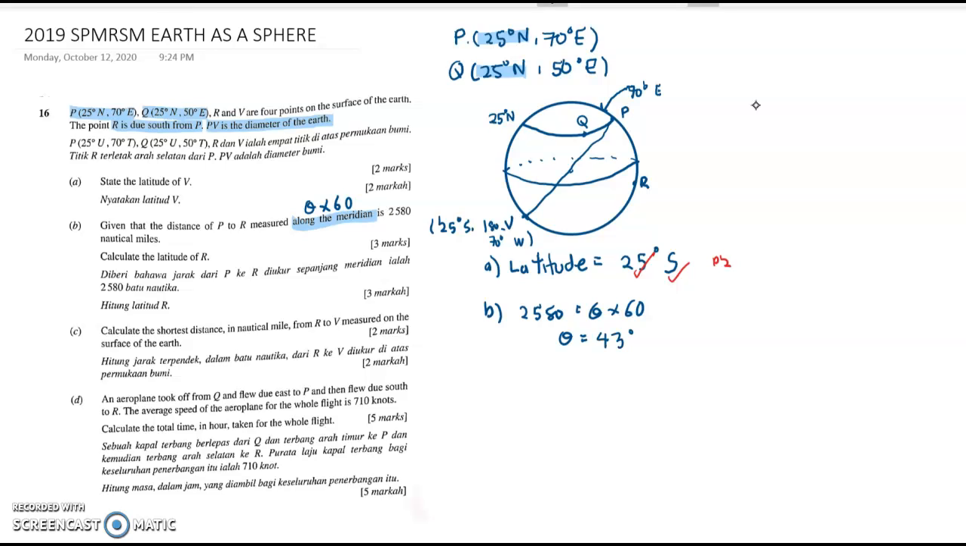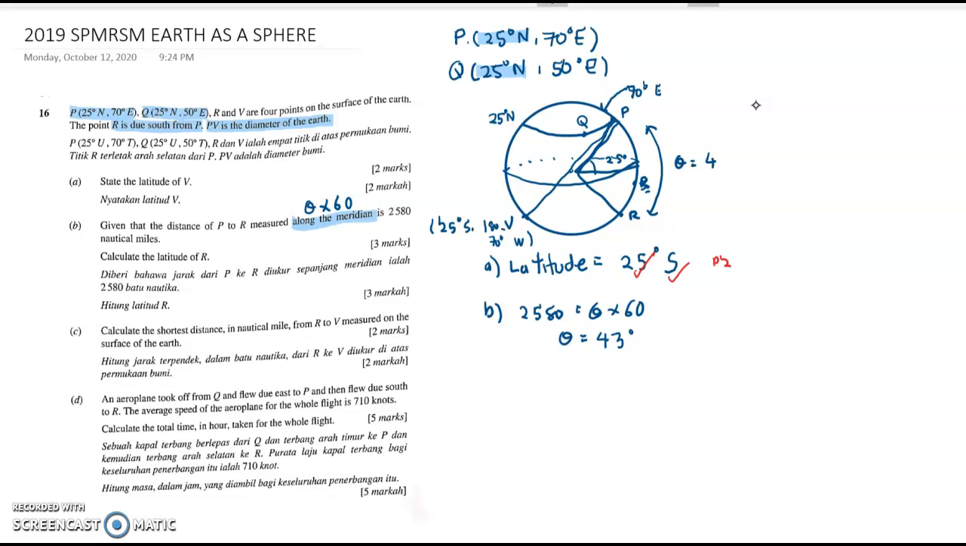Now, we know that P to R is measured along the meridian, meaning they share the same longitude, and R is located due south. So our common sense is that P from the equator here is 25 degree, and 43 is supposed to be further south. So that is R. Now R is here somewhere. And here is our theta, which is 43.